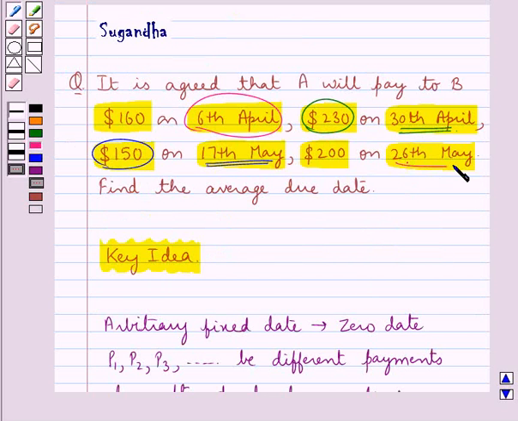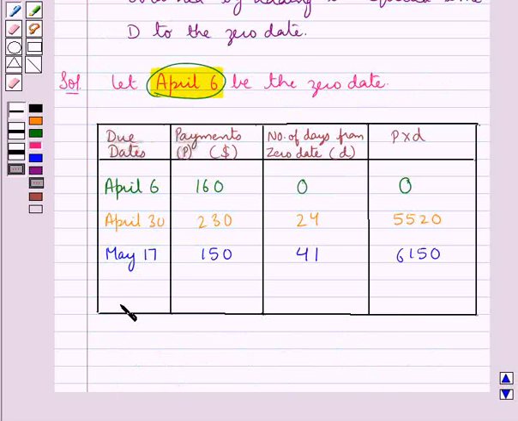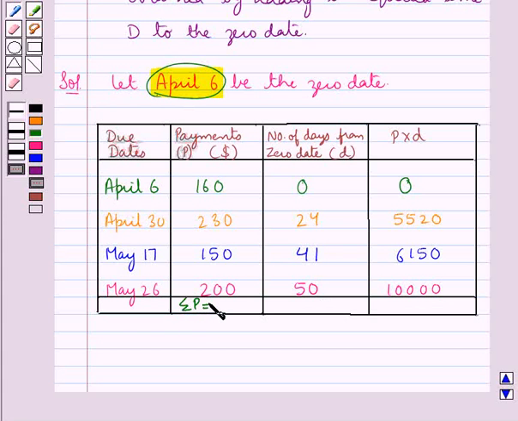Now the next due date is 26th May with payment $200. The number of days from the zero date, that is April 6 to May 26, is 50, and P multiplied by D is 10,000. Now let's find summation P, which is 160 plus 230 plus 150 plus 200, which is 740. Summation PD is 0 plus 5520 plus 6150 plus 10,000, and that is equal to 21670.